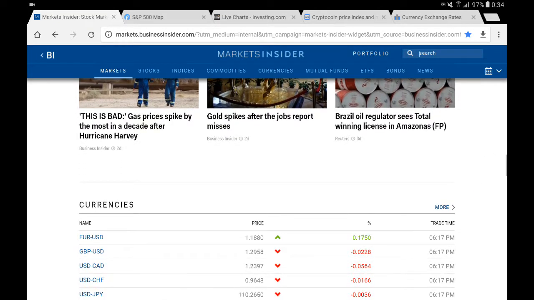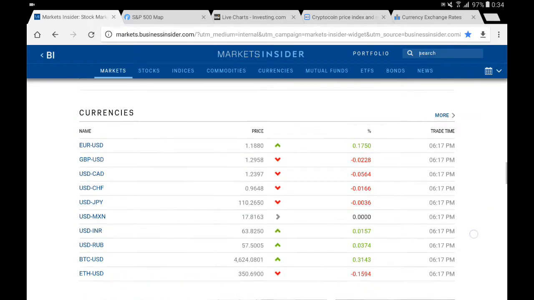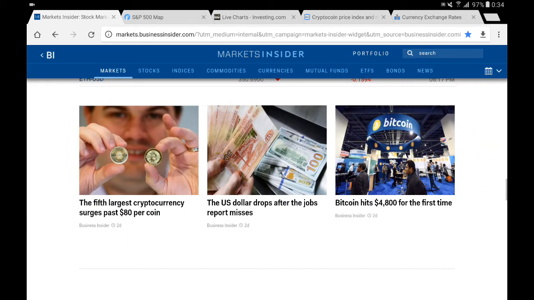So over here, more news about oil, so watch out for oil. Now, currencies, what do we have? And the best performing currencies are the cryptos. And over here, first, the fifth largest cryptocurrency surges past $80 per coin. I think it was Litecoin.